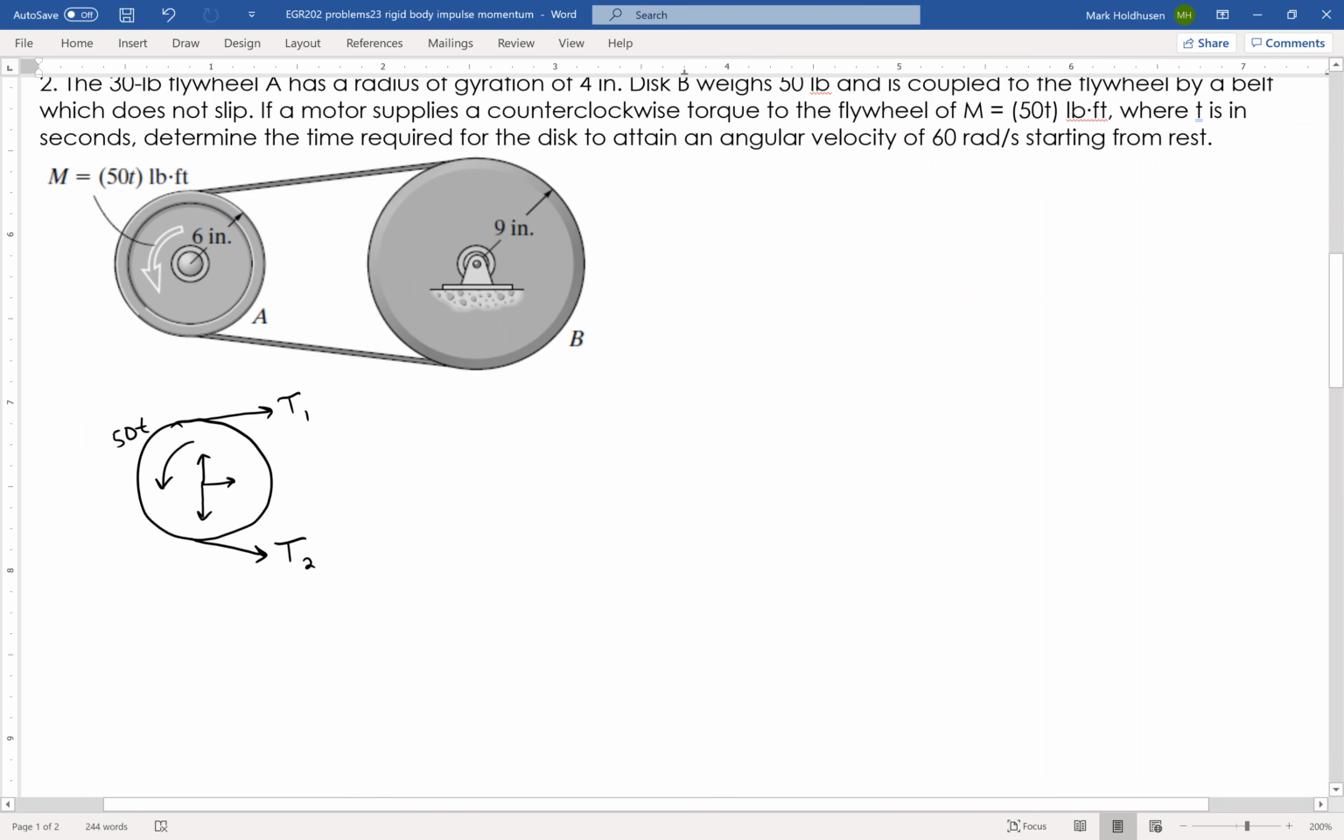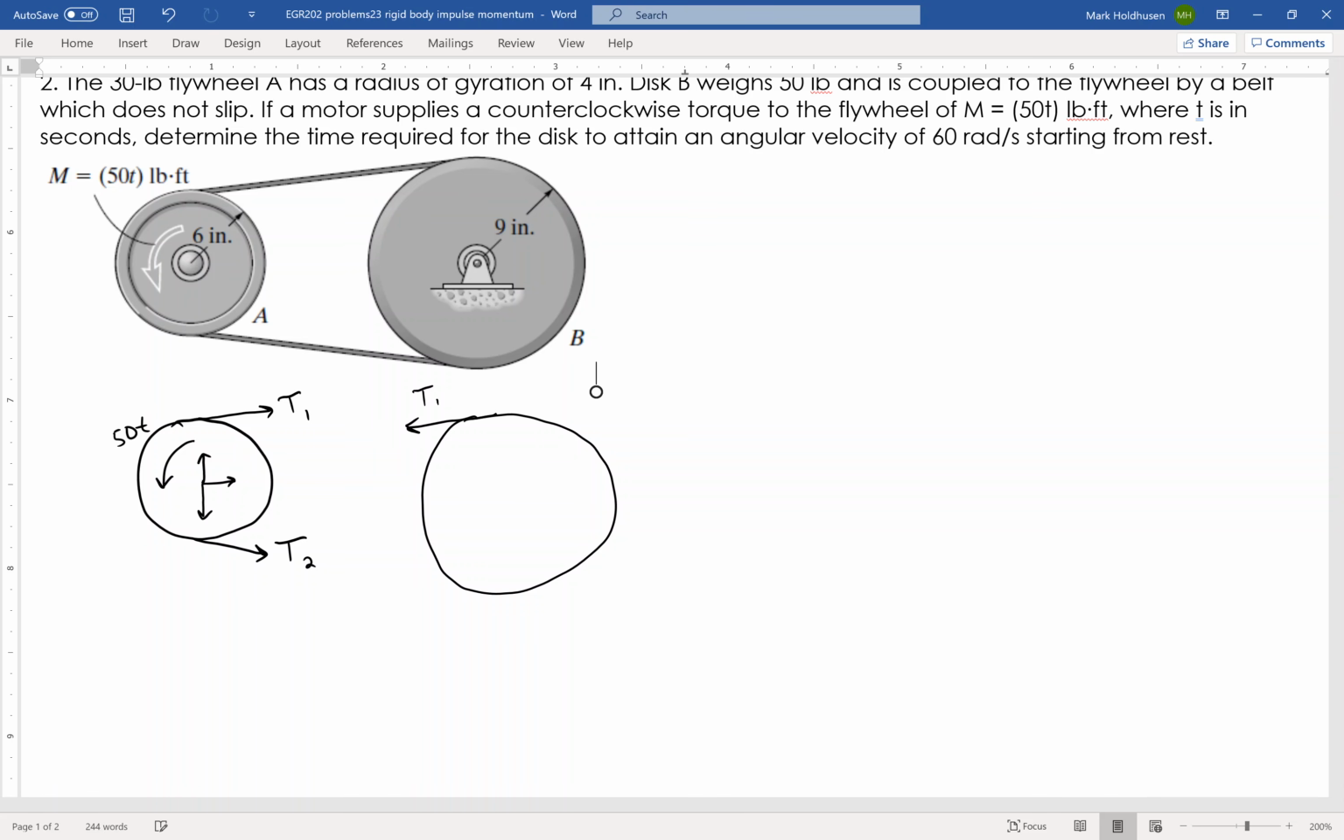Now if I look at the disc, a little bit larger like this, it's got the same tensions, just in opposite directions. Those are the only forces acting on this guy. Again, I've got a pin joint and weight. I'm not going to label those because I'm going to do angular momentum, since I don't have any linear motion, so it's not really going to help me. I'll do that about the center, where all those forces will go away.